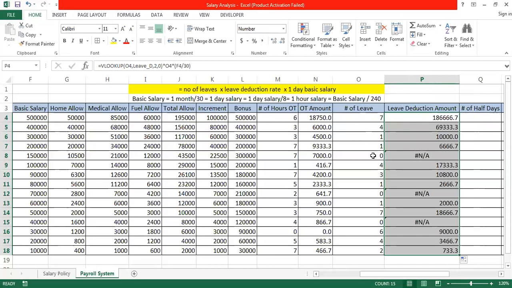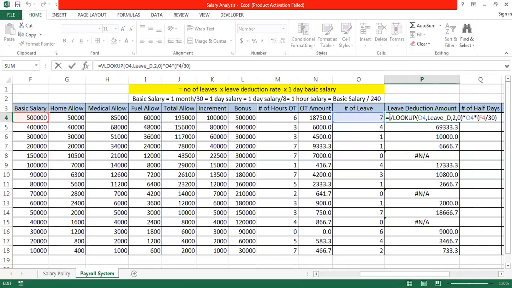which is not available, that 0 is not defined in the list. So I can put if error. I'm going to revise this formula, which I have already used for overtime calculation, when we have 0 overtime hours, and zero is not defined in the list. So the value which is not defined in the list, we start having not applicable, since the value is not defined in the data set. So we can treat it as an error. Now I'm going to tell you both the formulas.